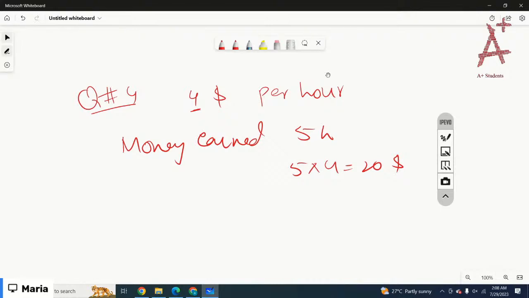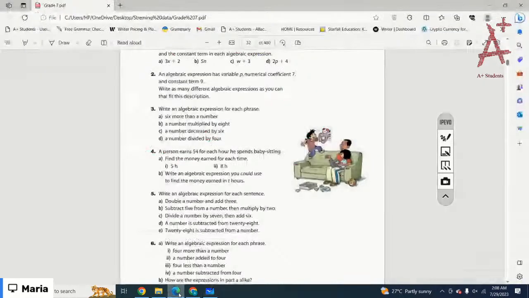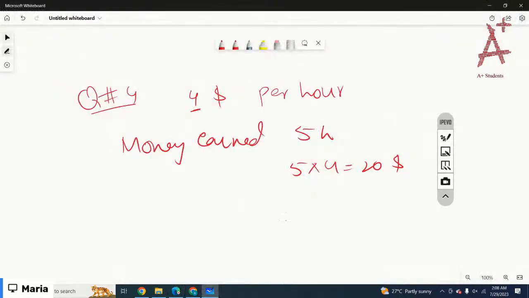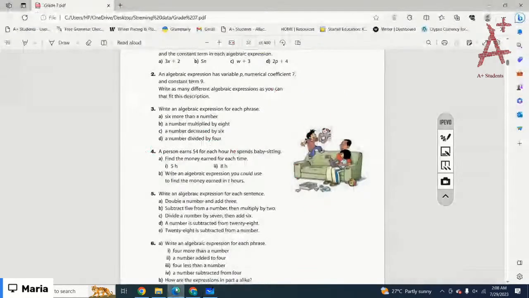Got it? And the second part is 8 hours. So 8 hours, it would be 8 times 4. So 8 times 4 is $32. That means he can earn $32 for 8 hours. So you have to write down the expression in terms of t. So you can write it as 4t. Got it? Okay.